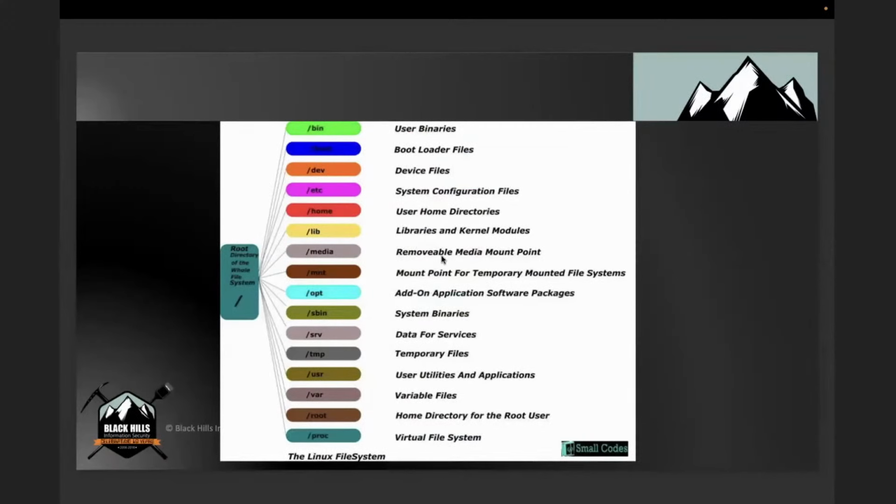What else do we have? Media, that's for like CD-ROM, USB sticks. Mnt is the way you should be mounting things. If you mount a drive or you mount a remote system, you can use it and mount it directly to the mnt directory for temporary file systems.